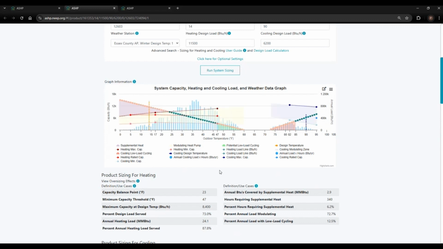It is not uncommon for a heat pump that is sized for the heating design load to be oversized for the cooling design load, in scenarios like this, where the heating design load is almost twice the cooling design load. This is why it is crucial to complete industry-approved sizing and selection processes like ACCA Manual S.